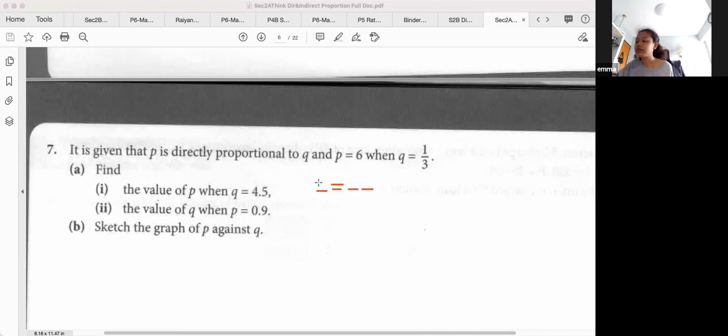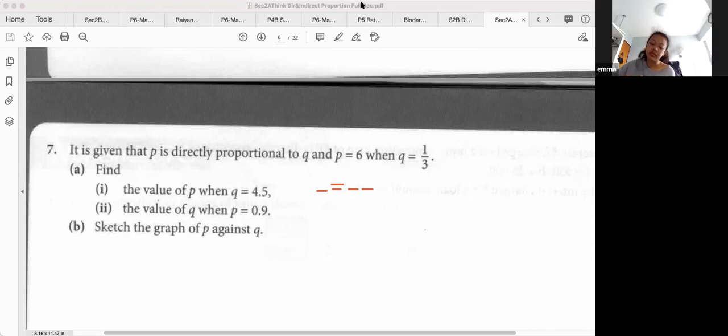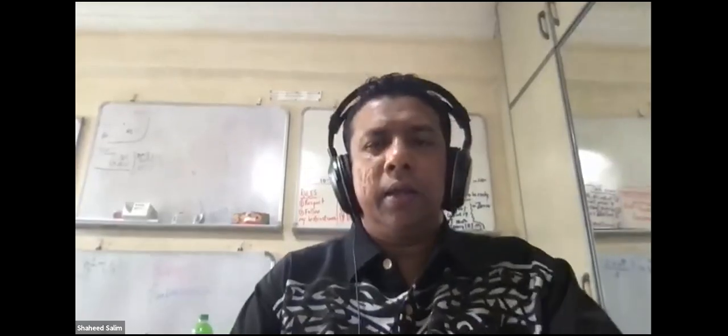It's wrong. Sorry? I think it's wrong. Something is wrong, is it? You send me your working, come, you take a photo and send me your working. 6 equals 1 over 3 K. Okay, hold on. You are saying P equals to 1. 6 equals. Okay, hold on.